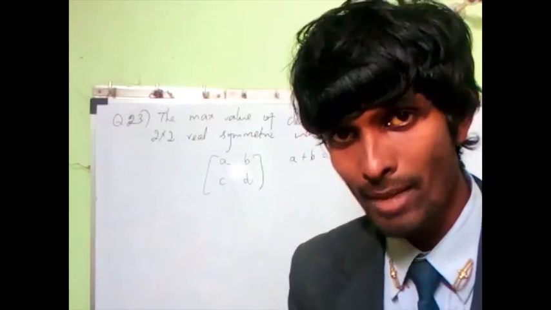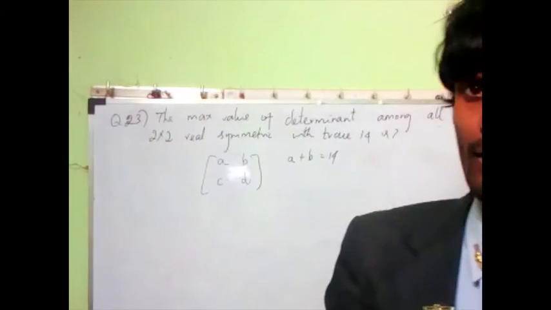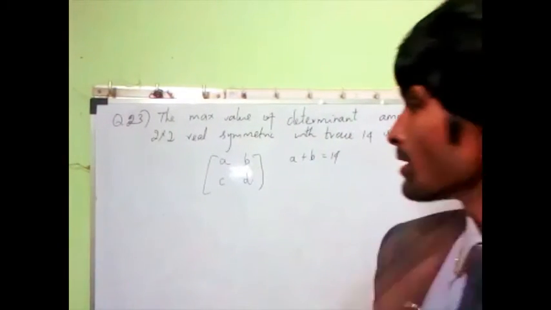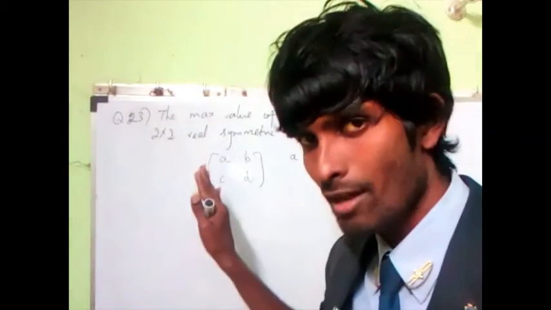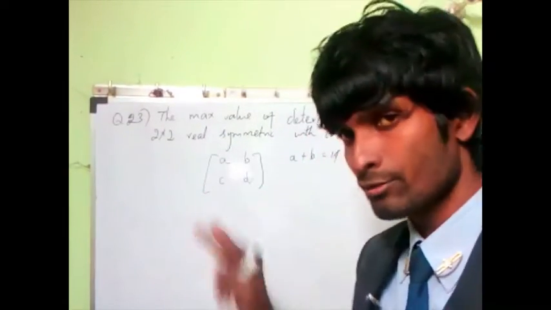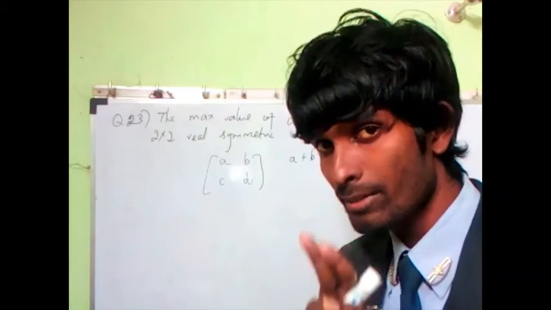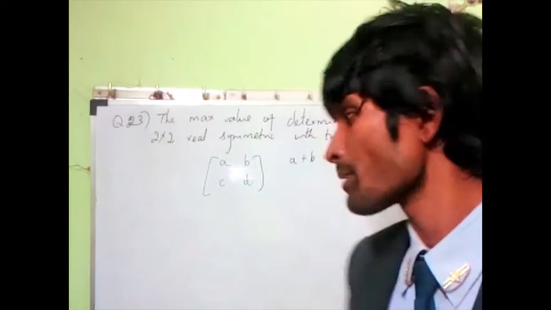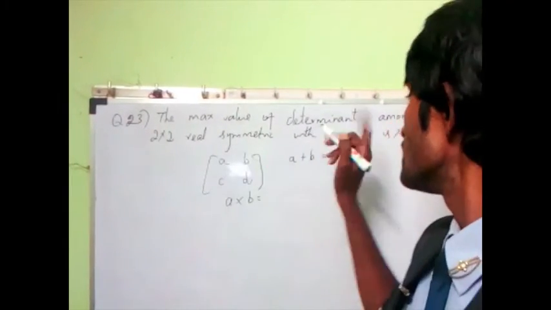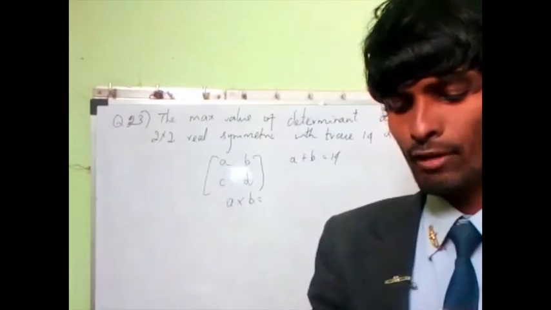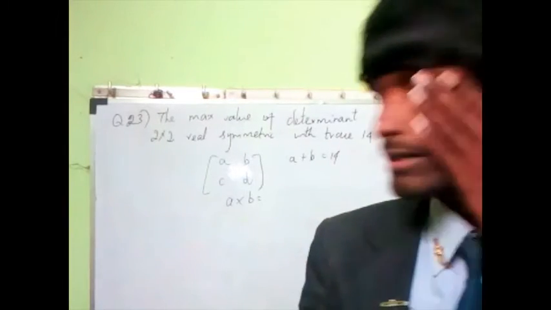Now they ask about the maximum value of the determinant. Determinant means the multiplication of the diagonals. For a 2x2 matrix, here the determinant is the multiplication of the diagonal. So a into b is equal to the determinant. That's right. Now listen here.